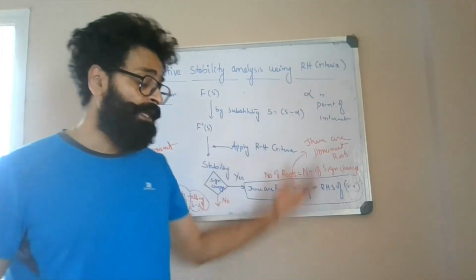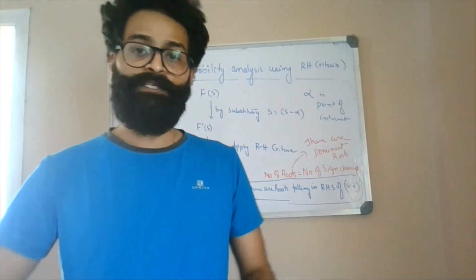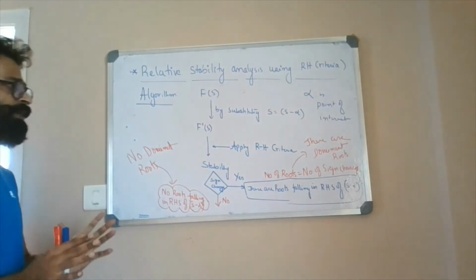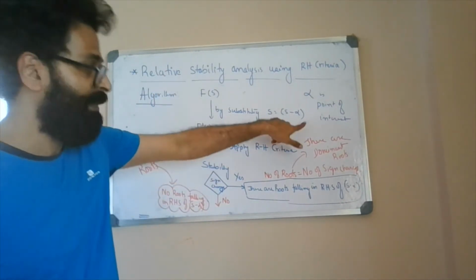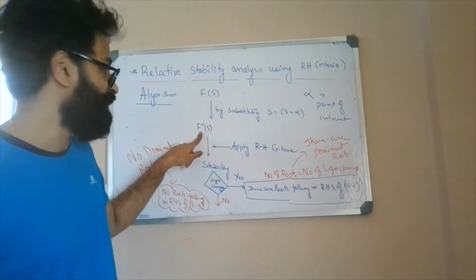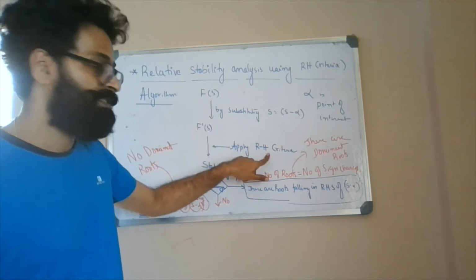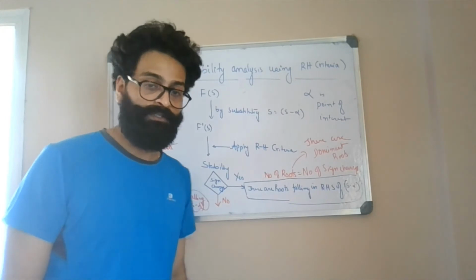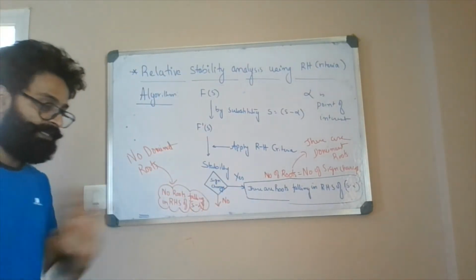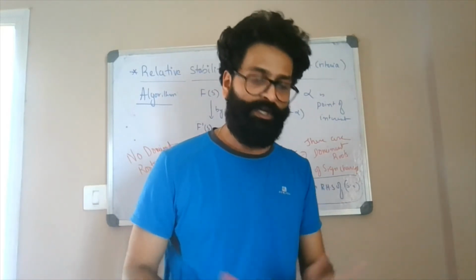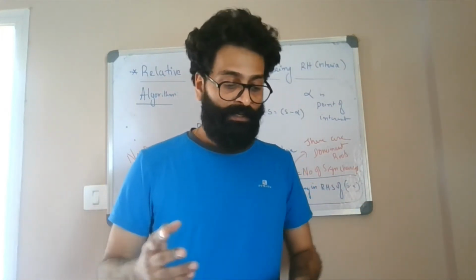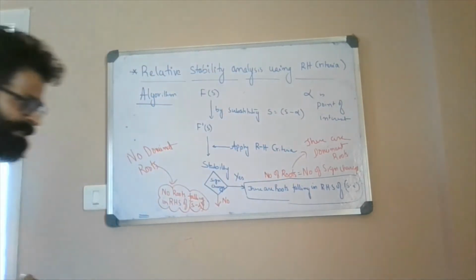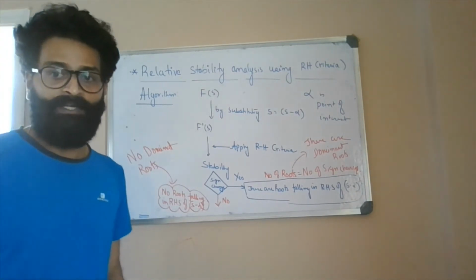In problems, normally they will mention alpha equal to -1, -0.5, -2, etc. Whatever the value of alpha, you have to replace s with s minus alpha, recreate your characteristic equation, say f dash of s, apply the RH criteria, and examine the stability. If there are sign changes, then there are dominant roots. If there is no sign change, then there are no dominant roots and your system is pretty good; it will not suffer from a larger settling time. So that's about your relative stability analysis. Thank you.